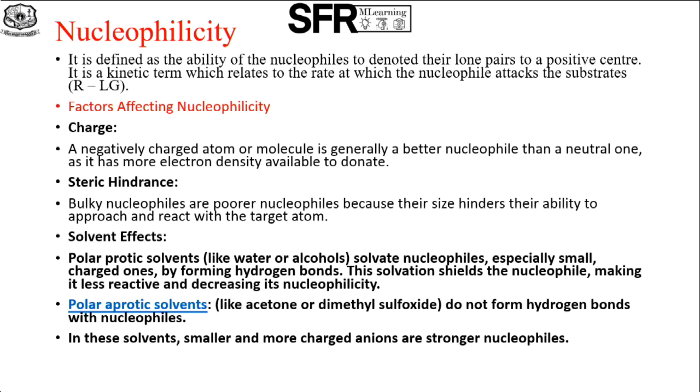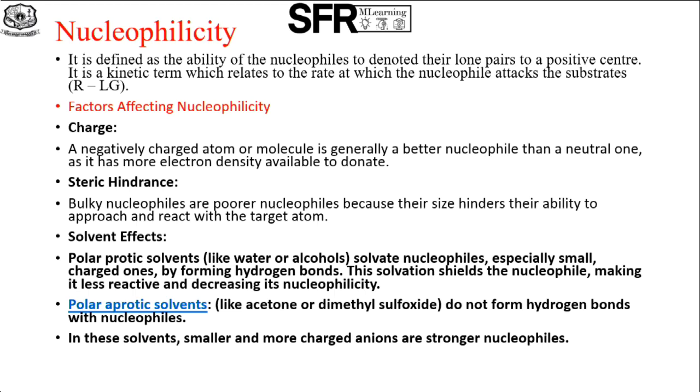The negatively charged atoms or groups or ions are more nucleophilic than neutral nucleophiles. And a nucleophile having bulkier groups is hindered in approaching the target atom. So the steric hindrance reduces the nucleophilicity.